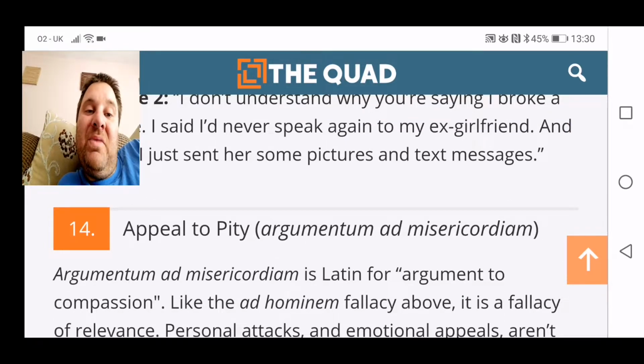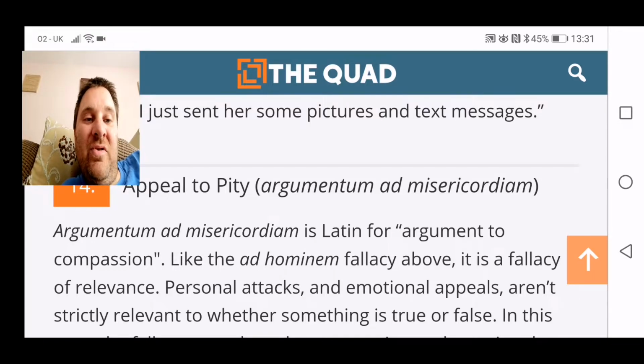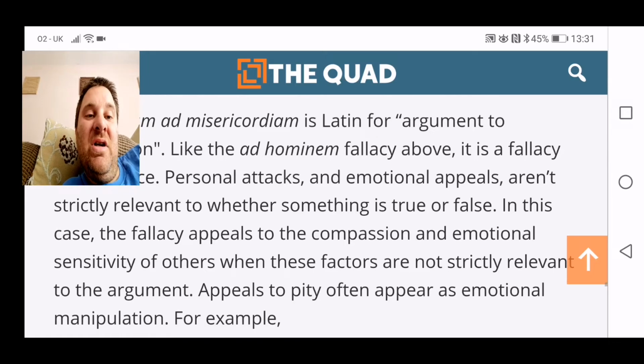Number 14. Appeal to pity. Argumentum ad misericordiam. Argumentum ad misericordiam is Latin for argument to compassion. Like the ad hominem fallacy above, it is a fallacy of relevance. Personal attacks and emotional appeals aren't strictly relevant to whether something is true or false. In this case, the fallacy appeals to the compassion and emotional sensitivity of others when these factors are not strictly relevant to the argument.